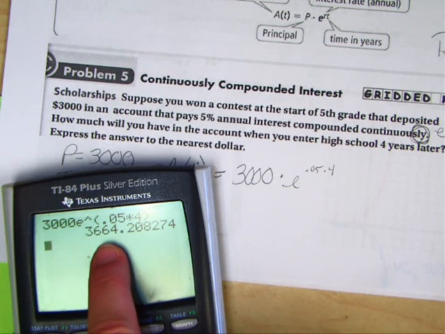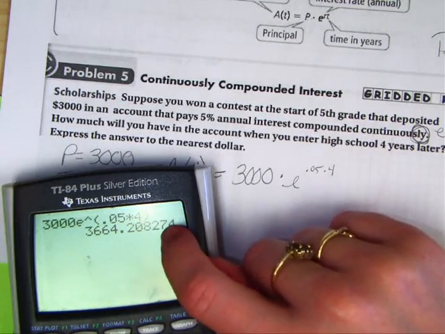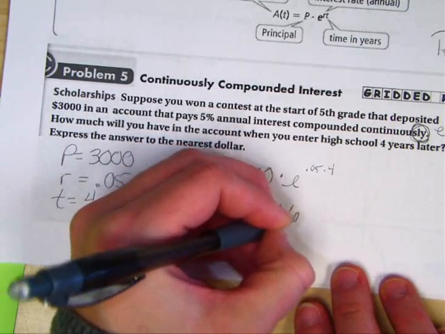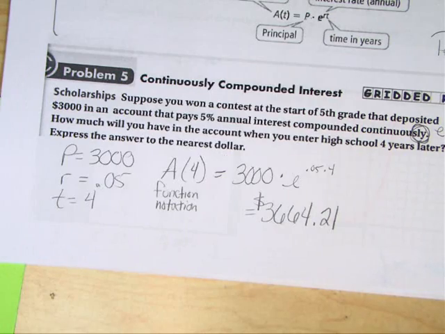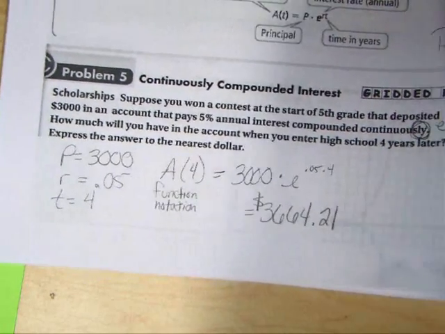So it's $3,664.20. Please make that 21 cents. Okay, so we'll say equals $3,664.21. Pretty nice problem. Alright, and guys, that's really as hard as this gets.